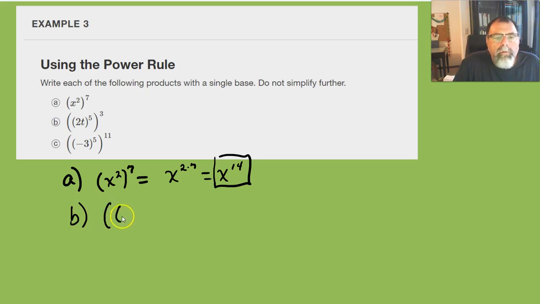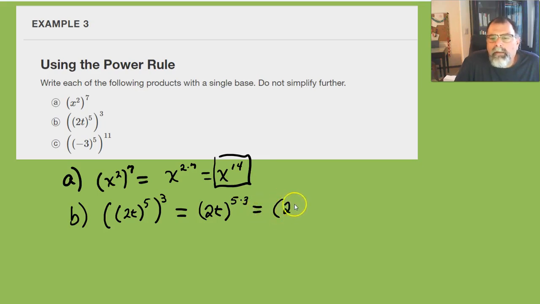B, 2t to the 5th raised to the 3rd power. And again, we're just practicing this one rule right now, so we're not simplifying further. On this one, we're just thinking 2t is the base. We're raising it to the 5th power, and then we're taking that and raising it to the 3rd power. So power to a power, we're going to use the power rule. So 2t, and you have to put parentheses here, and then 5 times 3, and then we get 2t to the 15th power.